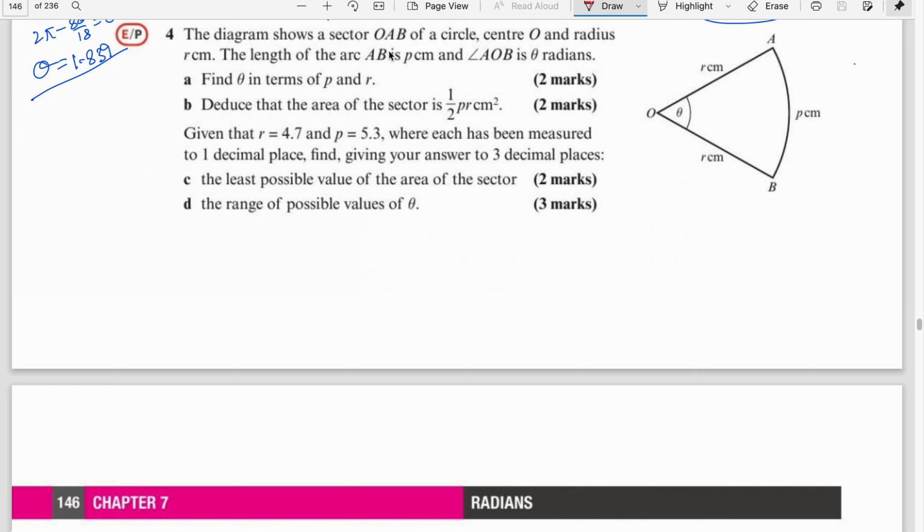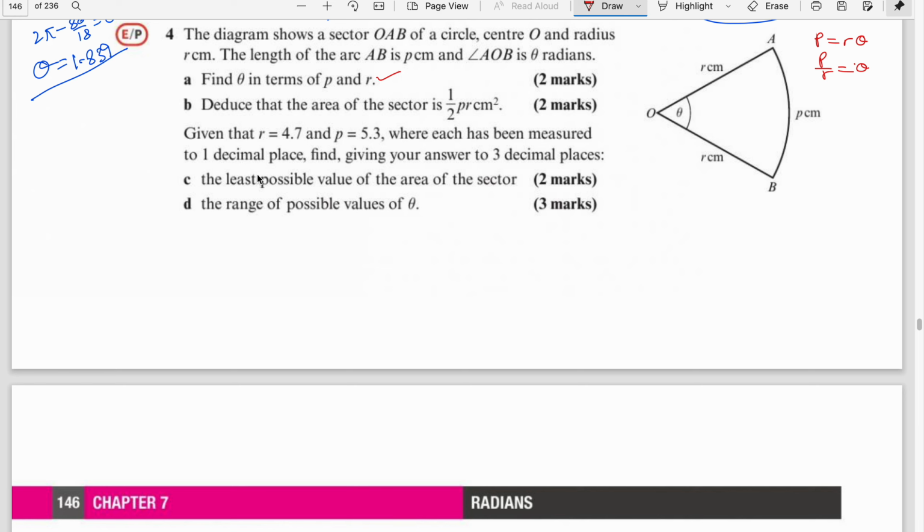The diagram shows a sector OAB of a circle with center O and radius R. The length of the arc AB is P. Angle AOB is θ. Find θ in terms of P and R. So that is S = Rθ. Find θ in terms of P and R. That would be P over R equals θ.